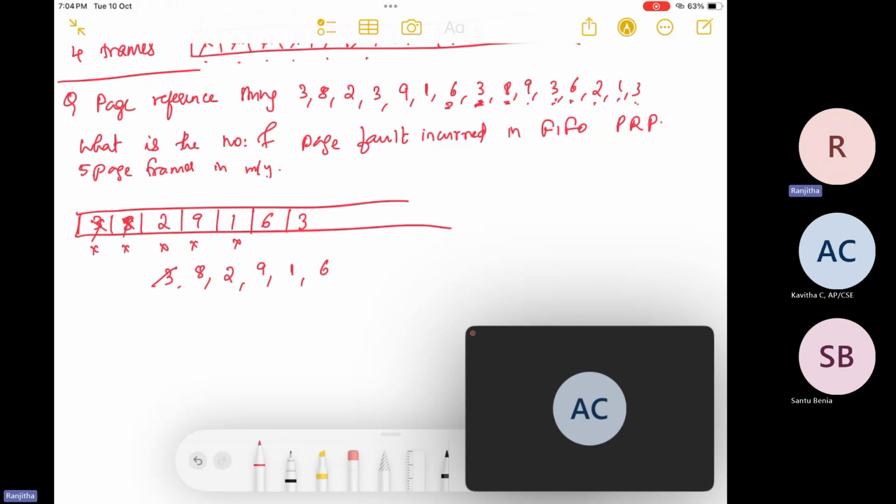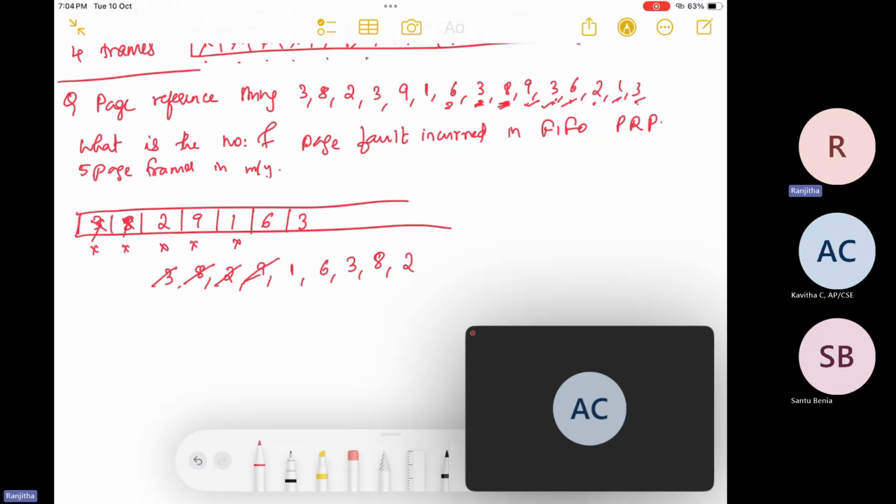Now after that 3 comes in. So 3 is not there. 3 is brought in. Then 8. 8 is not there. 8 is brought into the memory. Then 9, it is present. 3 is present. 6 is present. 2 is not present. 2 is brought into the memory. Then 1 is present. And 3 is present.